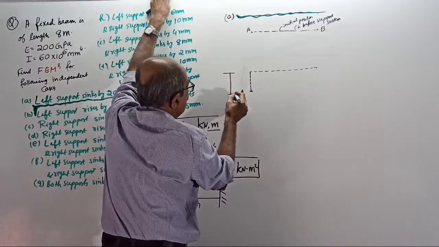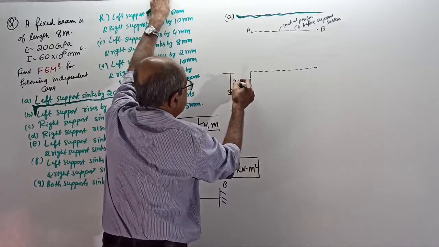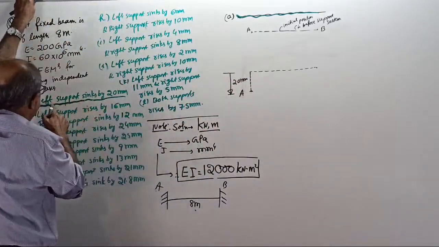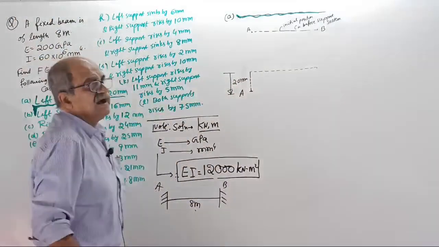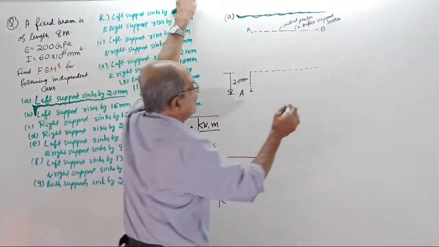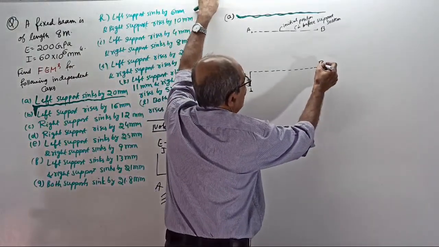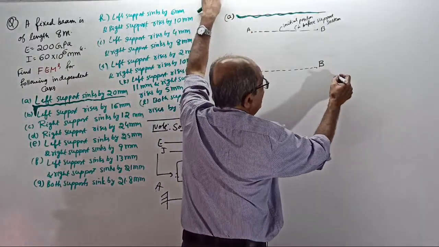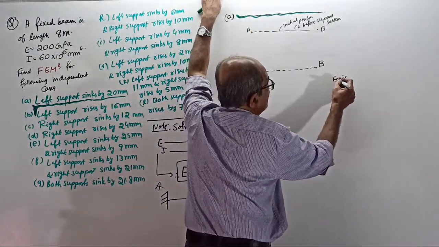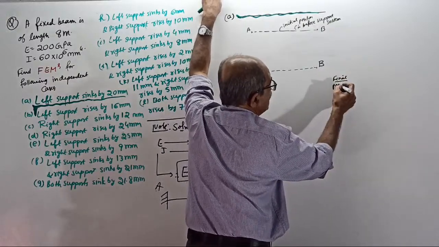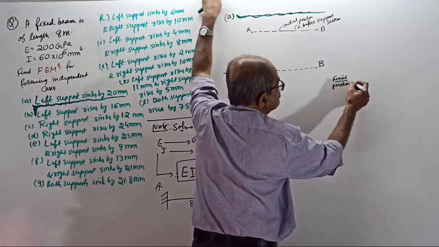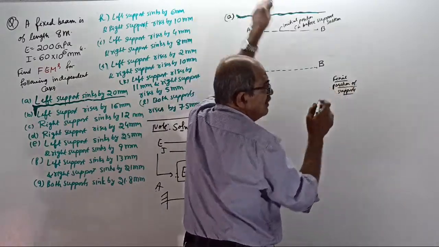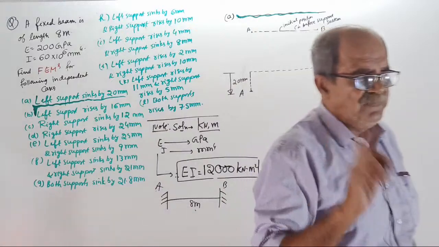This will sink down by 20 mm. Okay. Then, the left support sinks by 20. Right support, nothing. So, the right support will remain there only. This is the final position. Final position of supports. Clear? Tell me. Final position of supports.